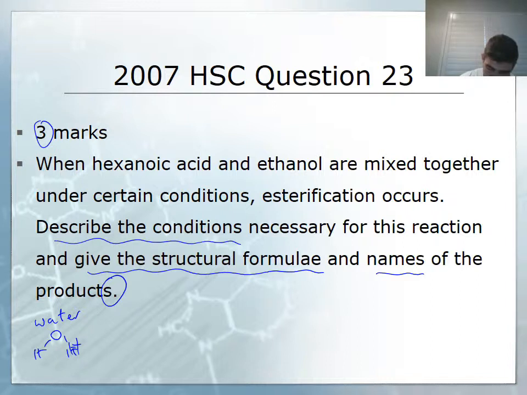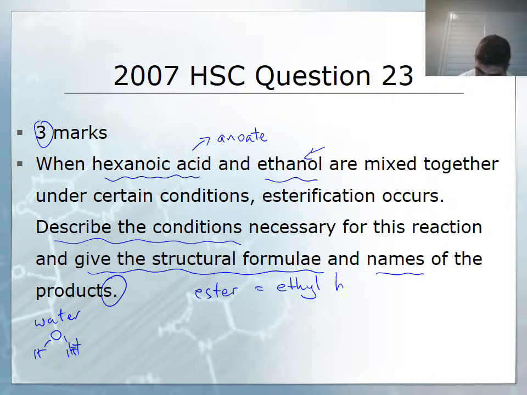Well, the other product is the ester. And the name of the ester is going to be what we get when we get hexanoic acid and ethanol mixed together. Now, the acid is the one that produces the anoate ion. So it's the second half of the name for the ester, which means that the alcohol provides the first part of the name. So our ester is going to be ethyl hexanoate. That's its name. What does it look like?